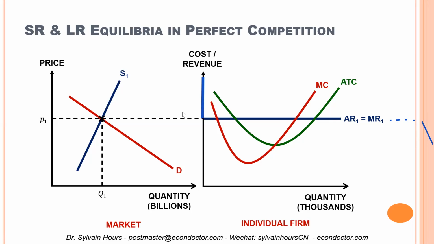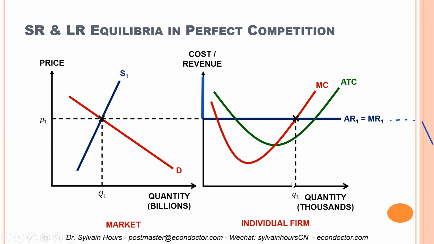Now, that's the individual demand curve. This individual firm wants to maximize its profit. So MC is equal to MR. MC is right here, MR is right here. So the equilibrium quantity, right here, Q1.